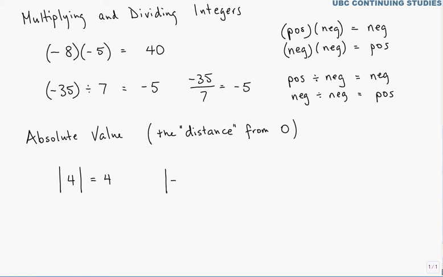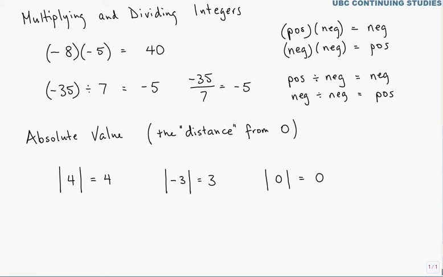And same goes with negatives. Absolute value of negative 3. How far is negative 3 from 0 on the number line? It's a distance of 3. And how far is 0 itself from 0? No distance at all, so 0.